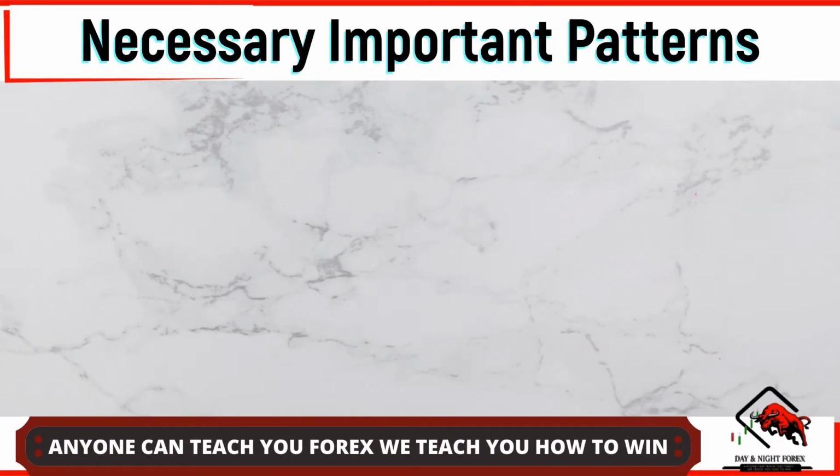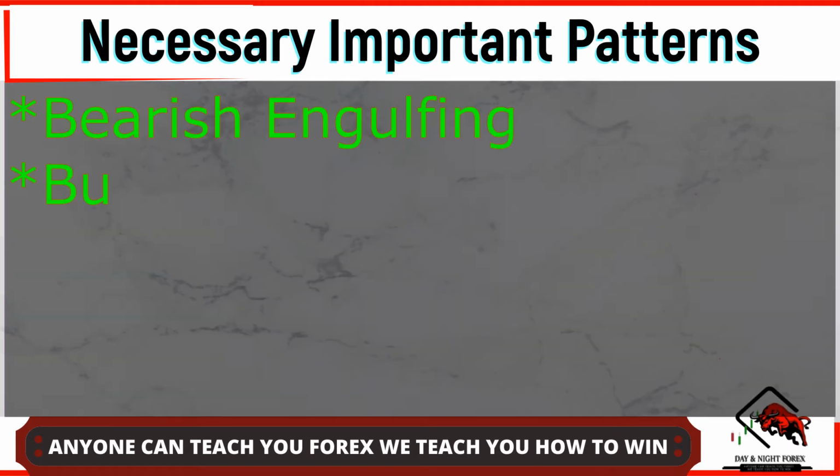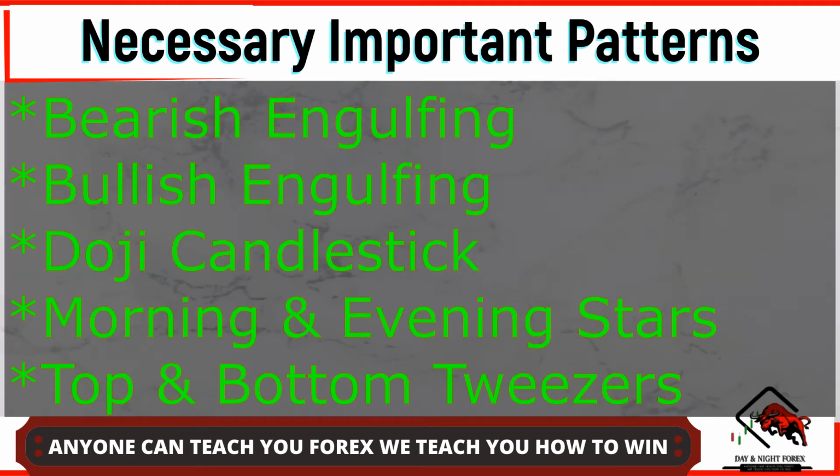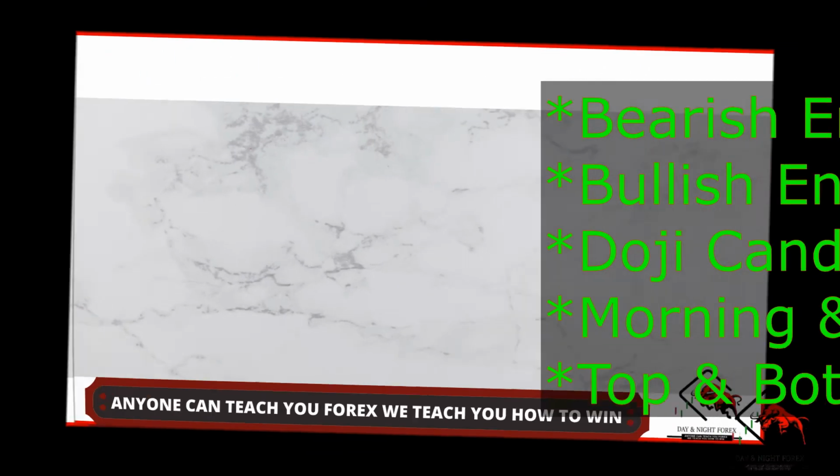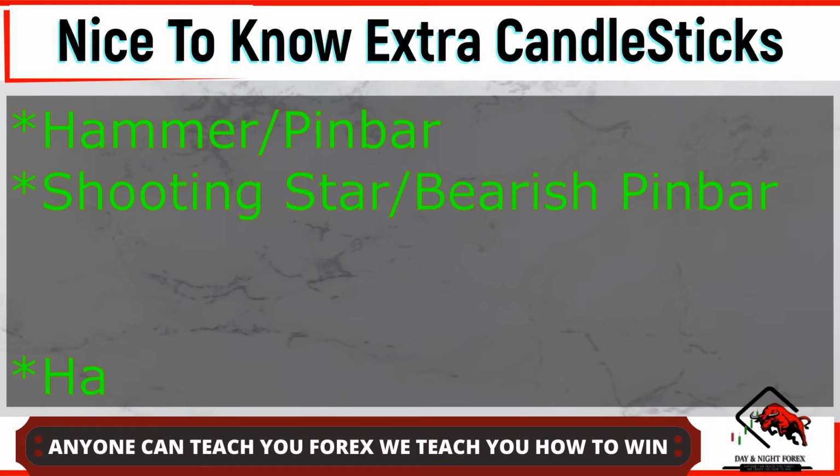There are different types, but the ones that you need to know to be able to win in this market are the bearish engulfing, the bullish engulfing, the doji candlesticks, the morning star, the evening star, and tops and bottom tweezers. We have a few extras that you might need to know as well, which are the hammer, which is also called a pin bar. In the bearish market it's also called a shooting star or the bearish pin bar. And lastly, we have the Harami pattern, also called the inside bar.